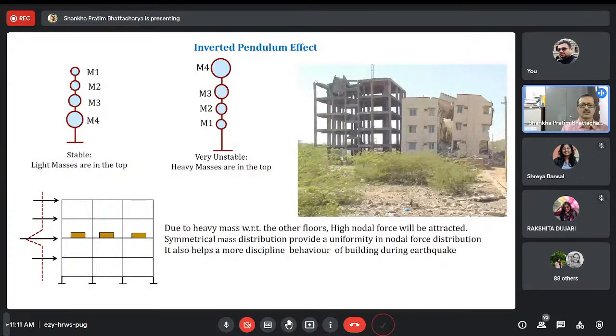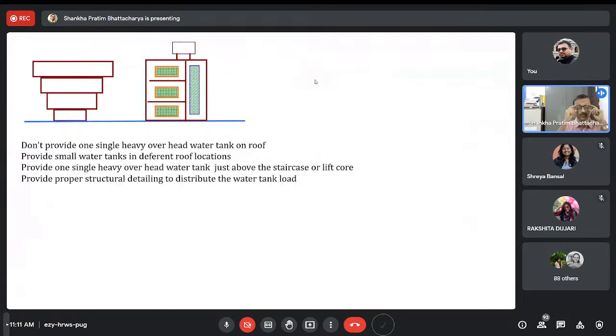That also attracts a high amount of nodal force because of the seismic action. You have to go for that kind of protection, or you have to think of distributing the load. Something like that you should avoid. You should not provide a single heavy overhead water tank on the roof. Distribute it in different zones.